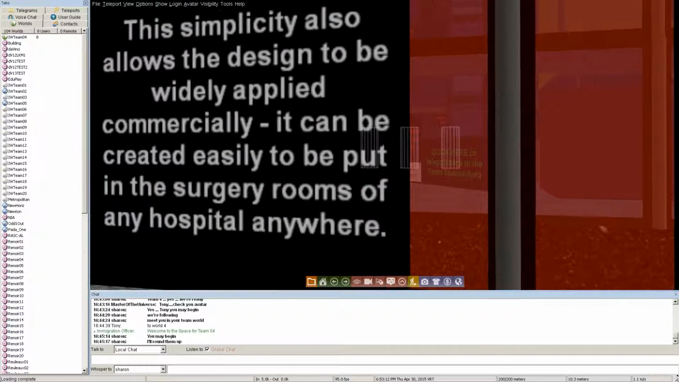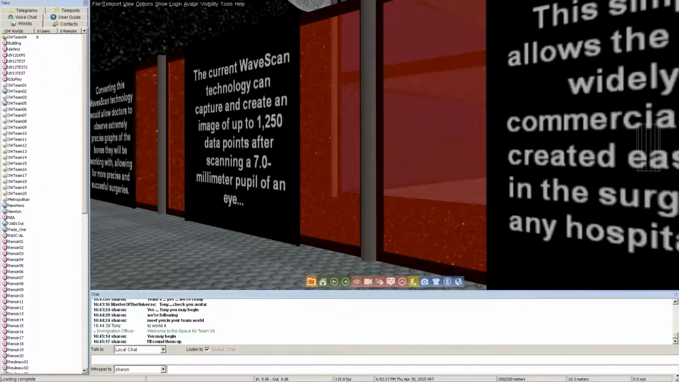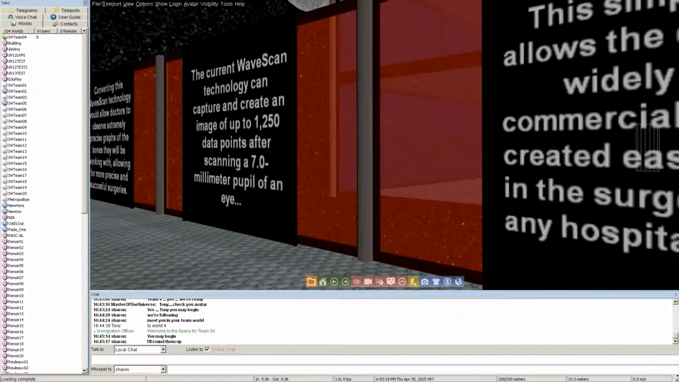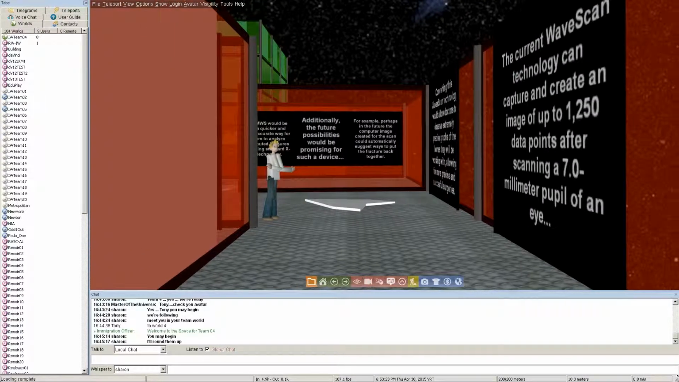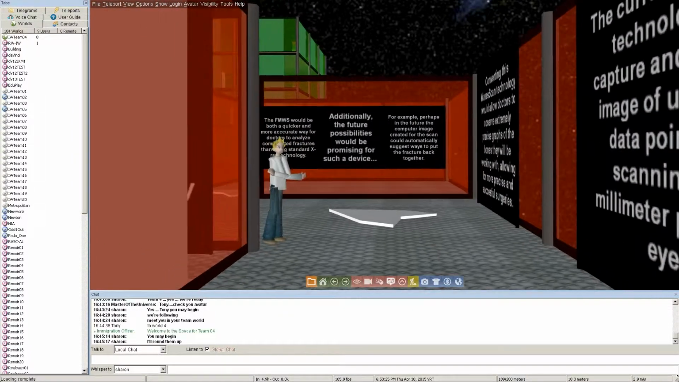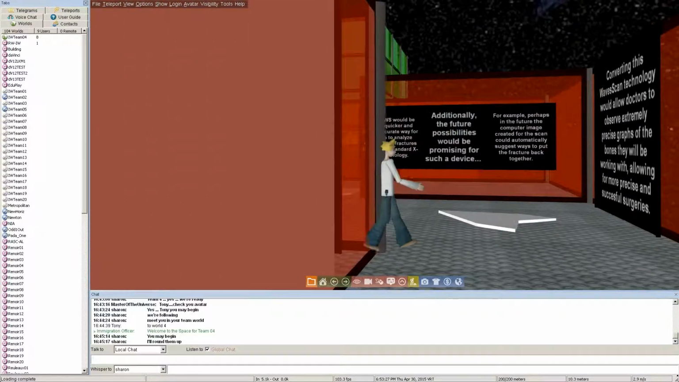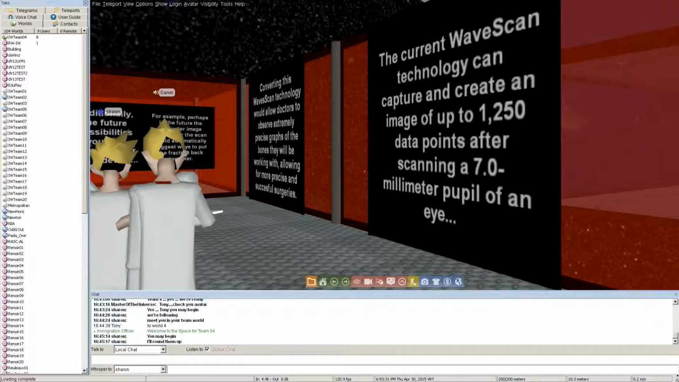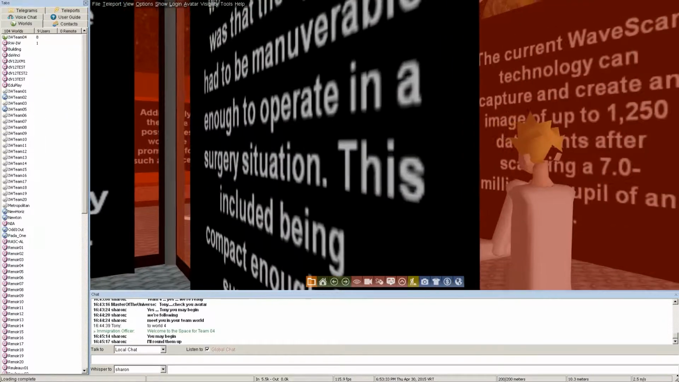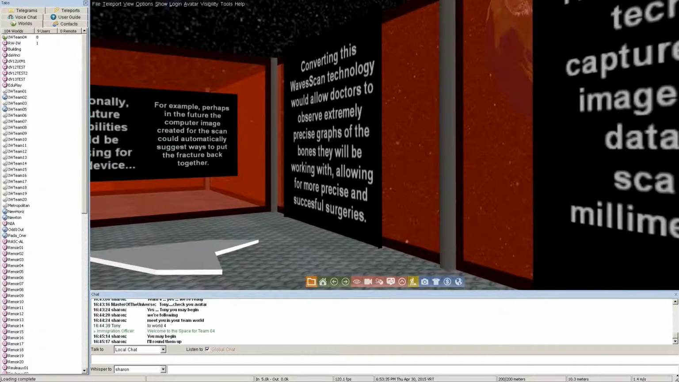all over the world. So, the current wave scan technology can capture and create an image of up to 1,250 data points after scanning a 7mm pupil of an eye. This means that converting this wave scan technology will allow doctors to observe extremely precise grafts of bone, and this will allow for precise and more successful surgeries.